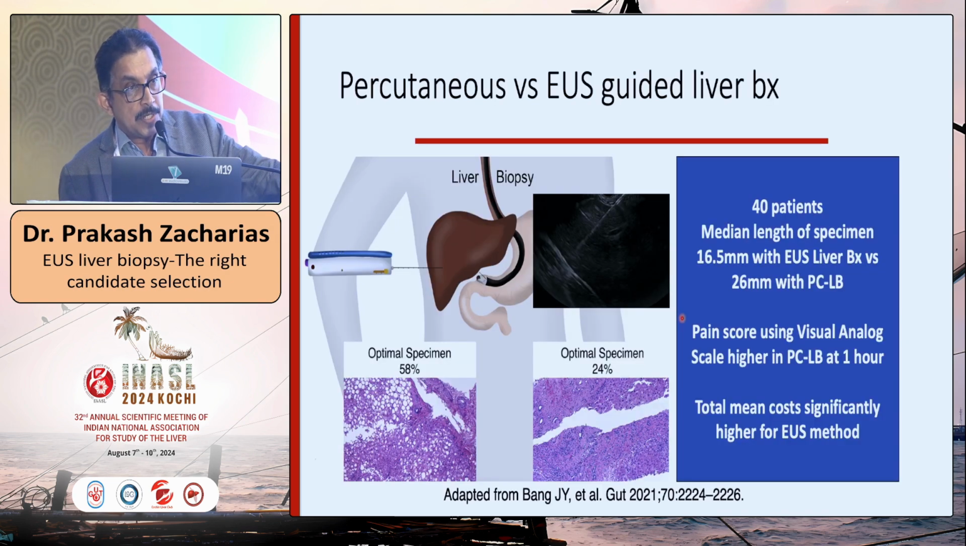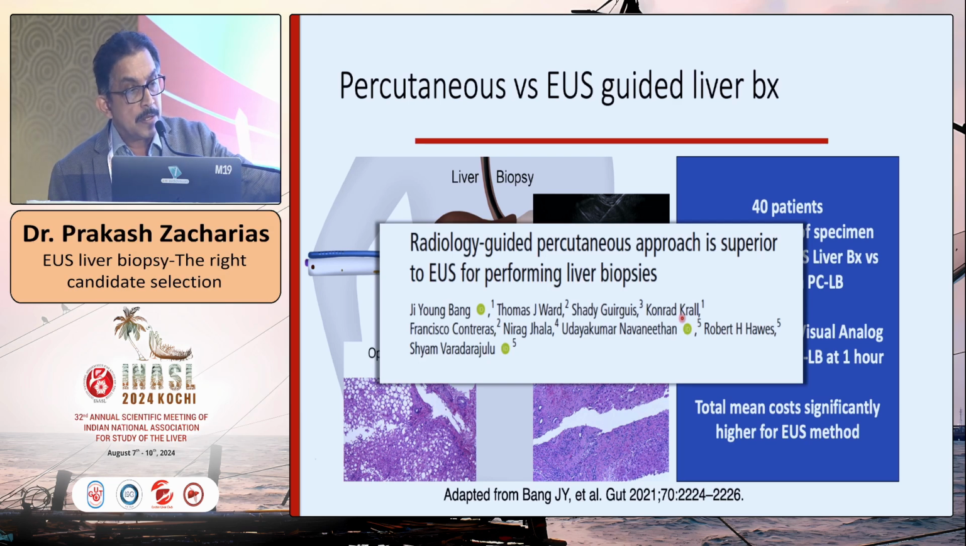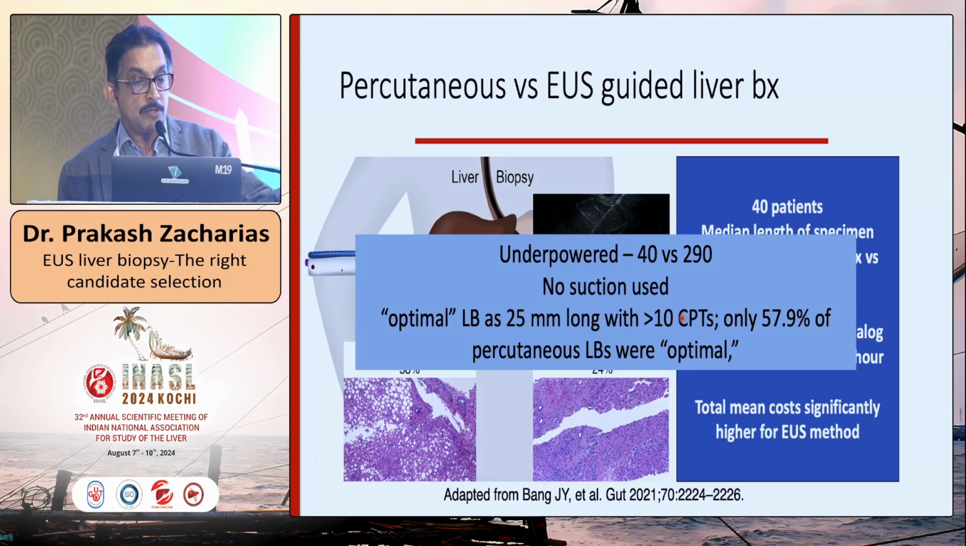So this was an outlier study in 2021 published by Bang et al. in Gut. Here they looked at percutaneous liver biopsy versus US-guided liver biopsy in 40 patients, and they found that the percutaneous liver biopsy yielded more tissue, and the cost was much higher in US-guided. However, the pain score was less. So they concluded that the radiology-guided percutaneous approach is superior. However, it was criticized because it was underpowered, no suction was used, and optimal tissue was obtained in only 57.9% of the percutaneous liver biopsies.